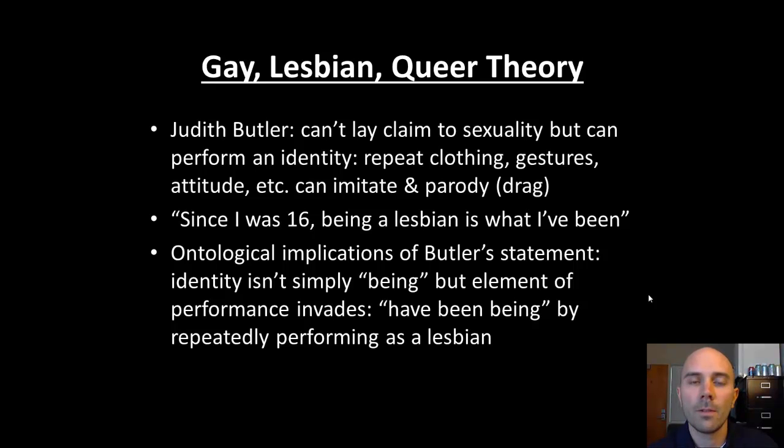Now, a quote from one of Butler's essays. She says, "Since I was 16, being a lesbian is what I've been." And of course, the ontological implication of Butler's statement is that identity isn't simply being, right? It's not just simple existence, but an element of performance invades here. So the phrase "have been being" indicates that one has to constantly or repeatedly perform an identity in order to maintain it. And when one stops performing the identity, that identity ceases to be.